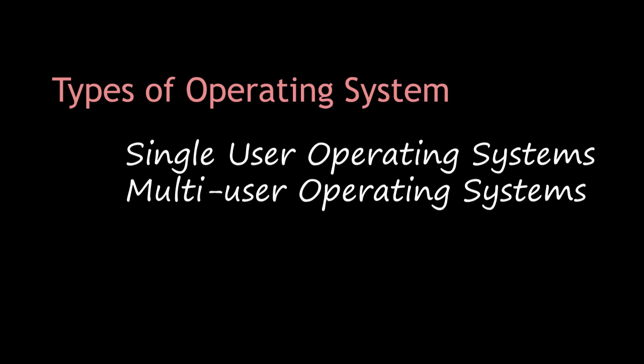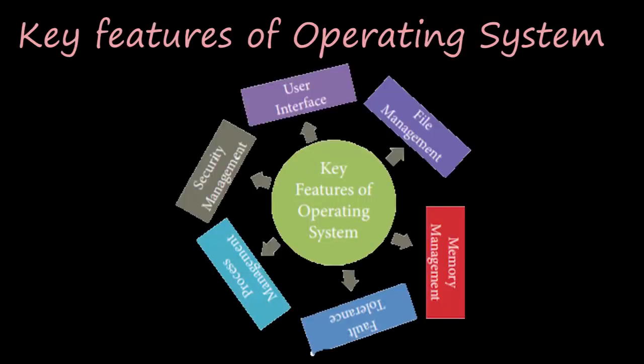Okay, next one is key features of an operating system. When you see this diagram you can understand: user interface, file management, memory management, fault tolerance, process management, and security manager are the key features of an operating system. Okay, first we'll see what the user interface is. User interface means the user is connected with the computer using this operating system. Okay, that is what the user interface is.